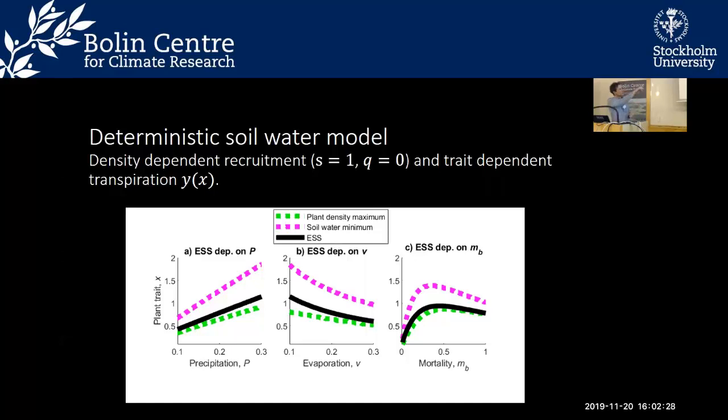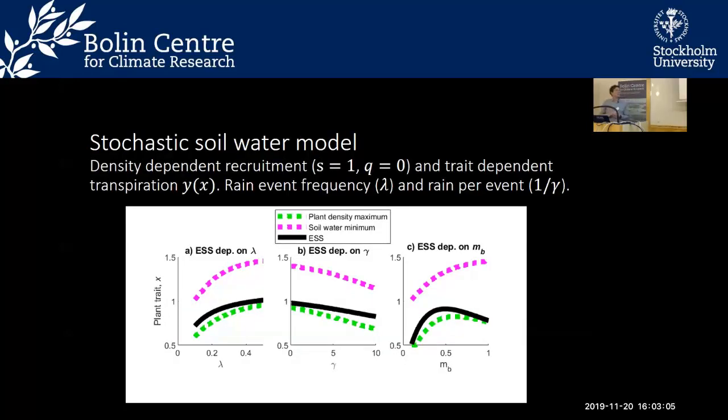As you would expect, when you increase precipitation, you get more fast-growing plants. When you increase the evaporation, you get more slow-growing plants. But for background mortality, it's not so simple. You can get this strange result that first you get more fast-growing plants and then more slow-growing. This is a little bit reminiscent of the intermediate disturbance theory, which says that plant diversity is maximized at intermediate disturbance. We got a similar result for this stochastic soil water model.